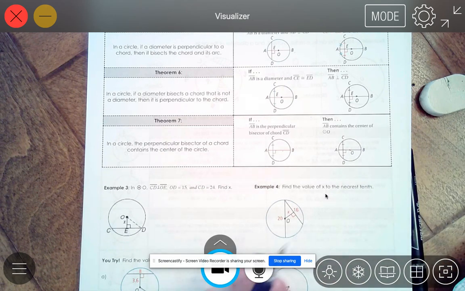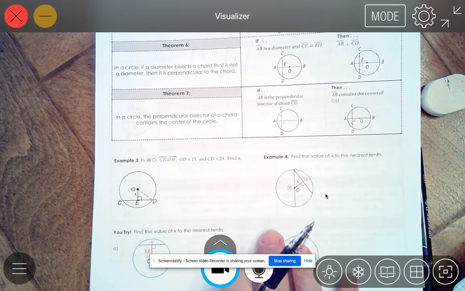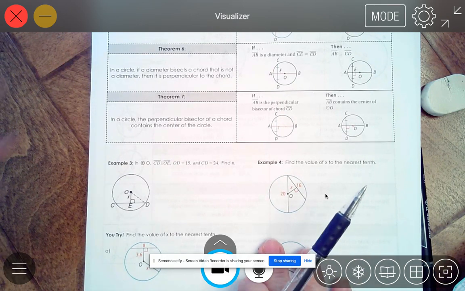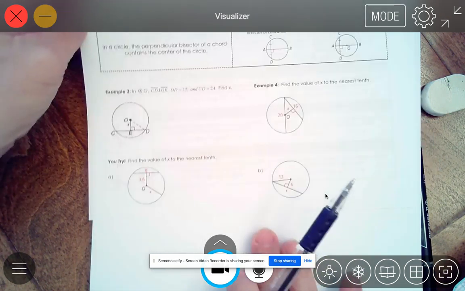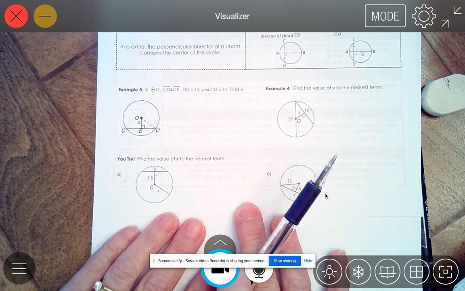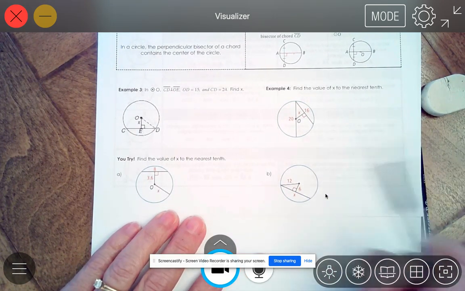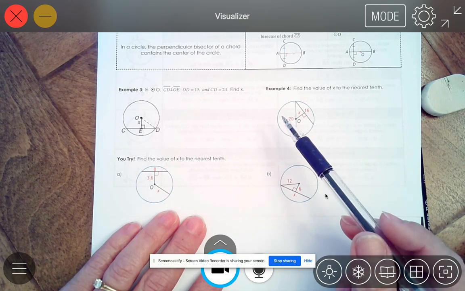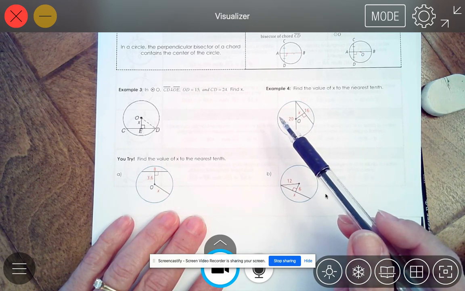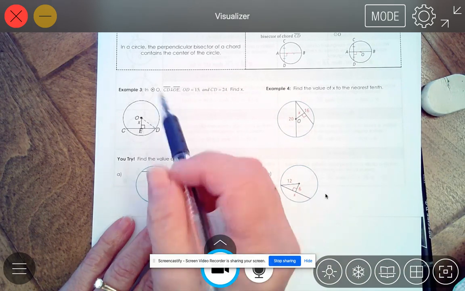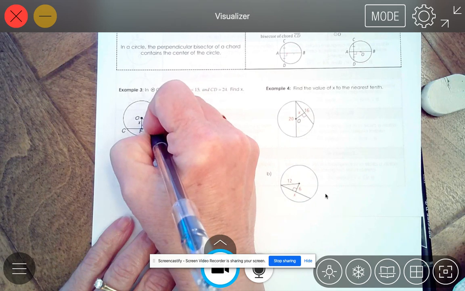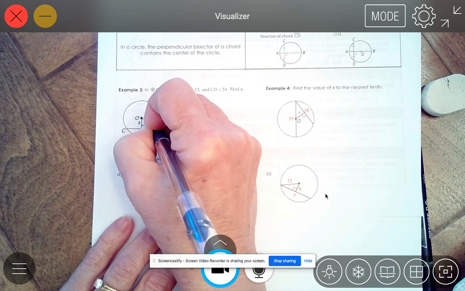Okay? I'm going to ask you to do example 3, example 4, and then you try. They are very easy. You know that I can be found online if you have any questions, okay? But I'm going to tell you all 4 of these, you're going to use the Pythagorean theorem, okay? I'm going to give you an example right here. OD is 15 units, so I know that this right here is 15 units.